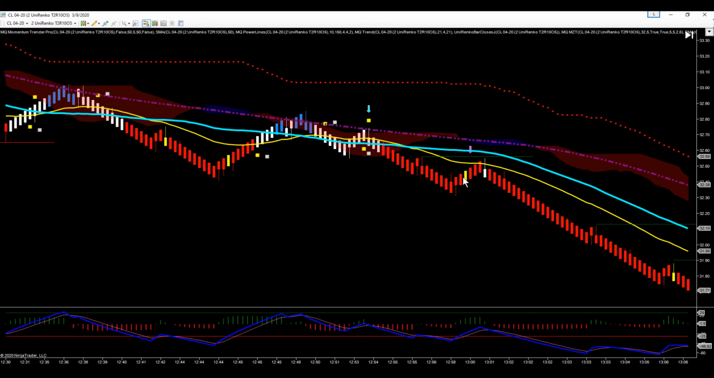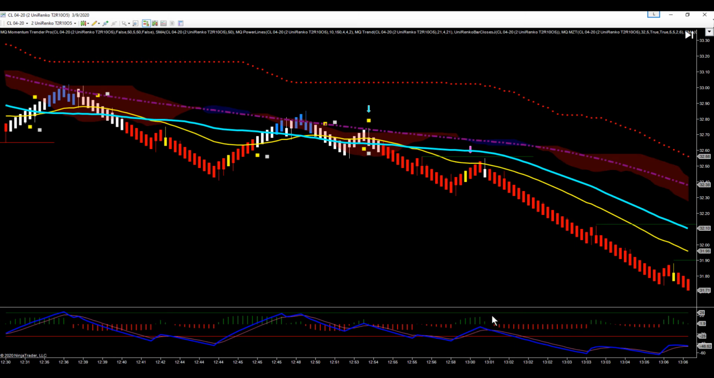Got the pullback, got another continuation wick off the 34. This is the 34 EMA. This is also another one of our favorite setups. We like continuation trades off the 34 when we're in a downtrend and we have 30-minute confirmation. So we get our wick off the 34 right here.